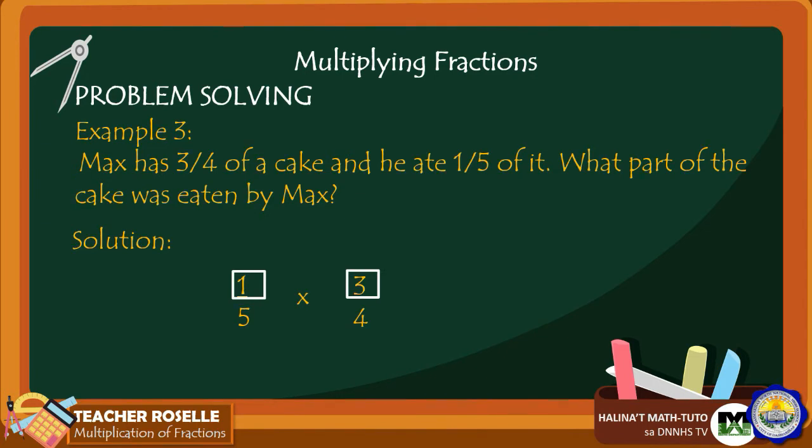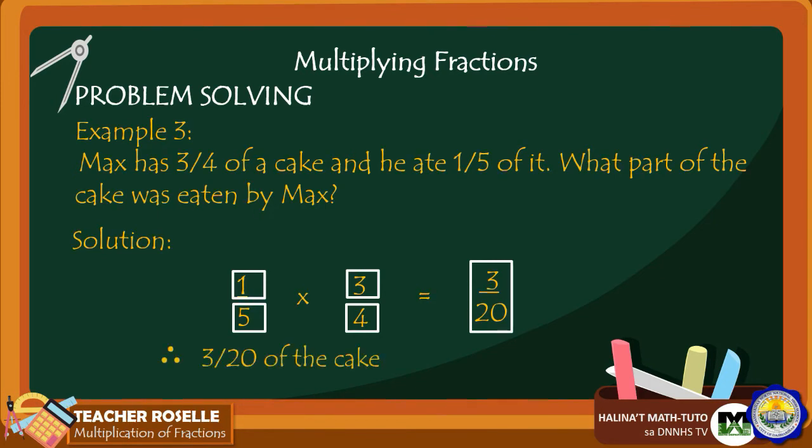Following the steps we mentioned in the previous examples, just multiply the numerators. 1 times 3 is equal to 3. And multiply the denominators. 5 times 4 is equal to 20. The product now is 3 over 20. Since 3 and 20 don't have a GCF other than 1, we can say that this fraction is already in simplest form. Therefore, 3 over 20 is the final answer.